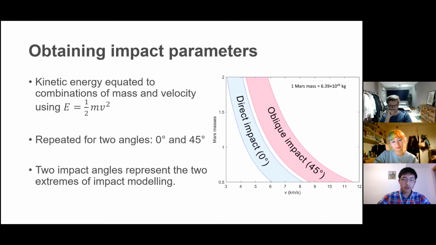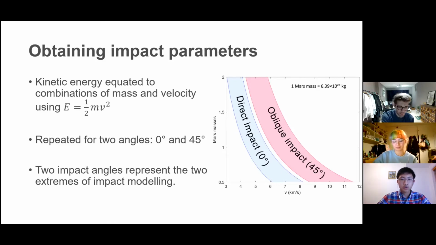And from this impact energy, we can construct a simple model that relates the impact energy to the potential mass-velocity combinations for the impactor, just by using half mv squared. We did two calculations, a value for a straight collision and values for a 45-degree collision. This really represents the two extremes of impact modeling in the Earth-Moon system. Most scientists generally agree that the Earth was hit by an impactor between 0 and 45 degrees. And the graph shows that generally the mass-velocity calculations lie in the accepted range for the moon-forming impact.